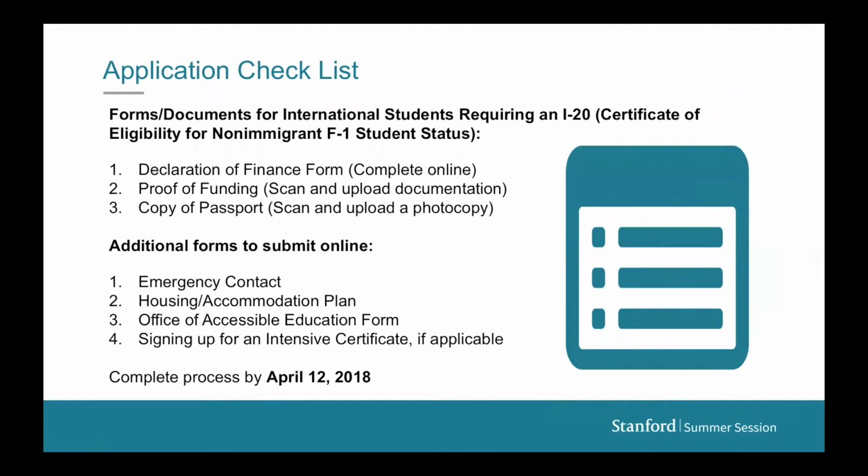Some other forms that we require are the emergency contact list and the housing application plan. Even though you are guaranteed housing at Branner, we still require that you fill this form out. So don't forget, a lot of people forget that form. Then the Office of Accessible Education form. And finally, just to reinforce this, this is where you will sign up for your intensive certificate if applicable.